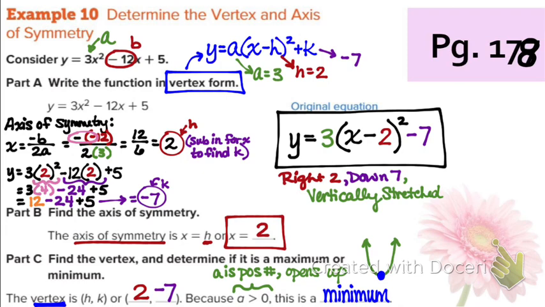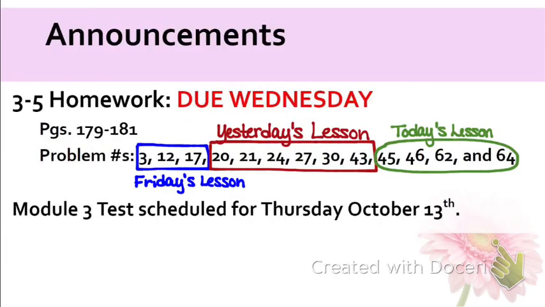All right. That is everything we are covering for today. Your homework is due tomorrow. Based on what we did in class Friday, yesterday, and today: from Friday's lesson, you could do number 3, number 12, number 17. From yesterday's lesson, you could do the 6 in the middle, and now you can do those last 4. Homework's due tomorrow.